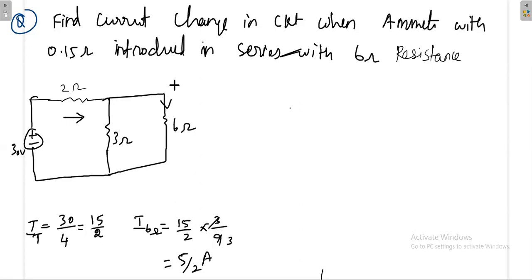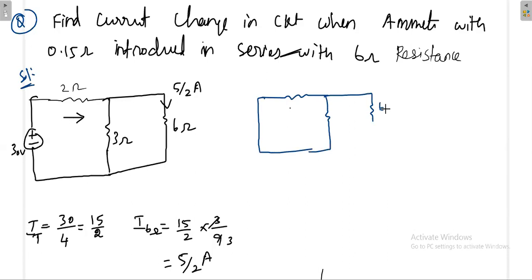But I'm going to connect the ammeter. Now, what happens? What is the change? Once you connect the ammeter, again, as I told, remove the effect of other sources and replace them with something else. Because this is 6 ohm, and what is the other resistance introduced here? 0.15. Now I'll connect the voltage source here. That is the compensated voltage value I have to write. What is that compensated voltage value?